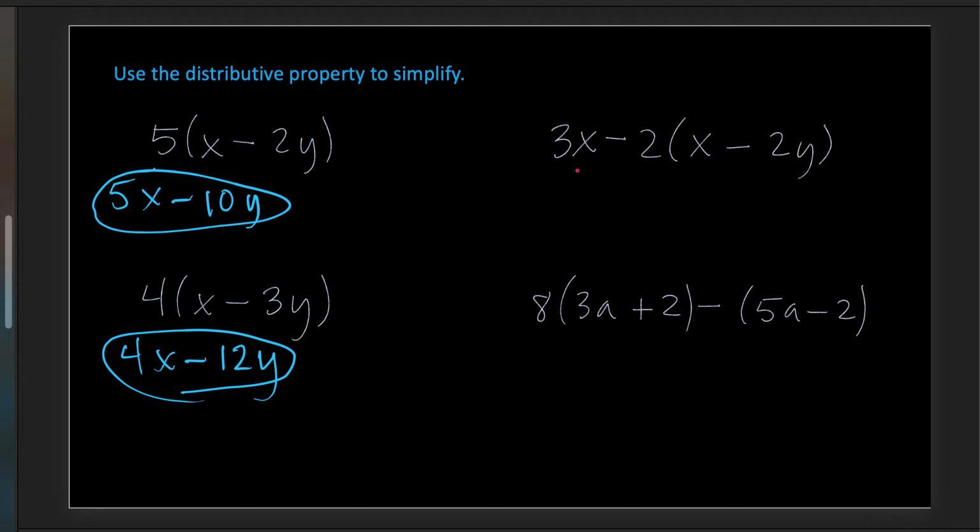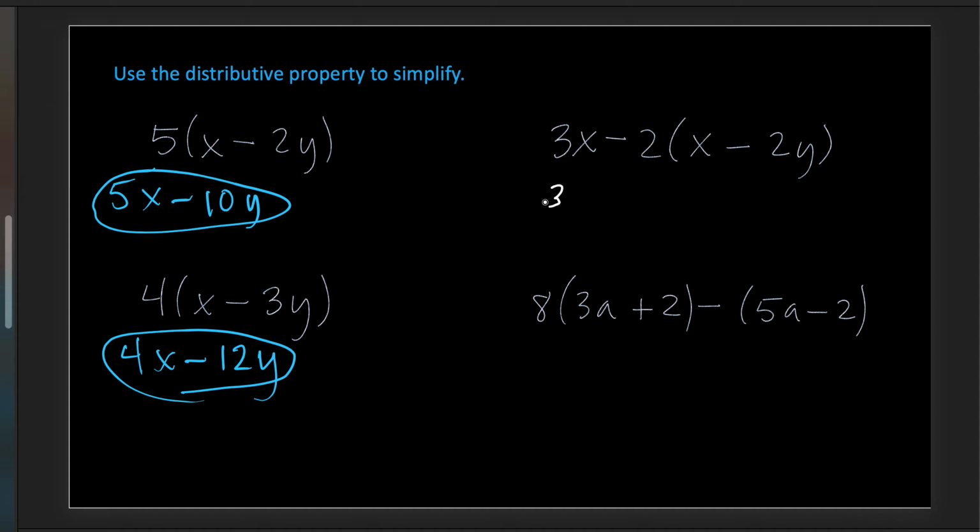Now here we have 3x minus 2 times x minus 2y. So parentheses first, there's nothing to combine in there. So we've got subtraction going on. We also have multiplication right here. So we have to distribute this 2, or negative 2 really, to each term inside the parentheses. So I have to do that first.